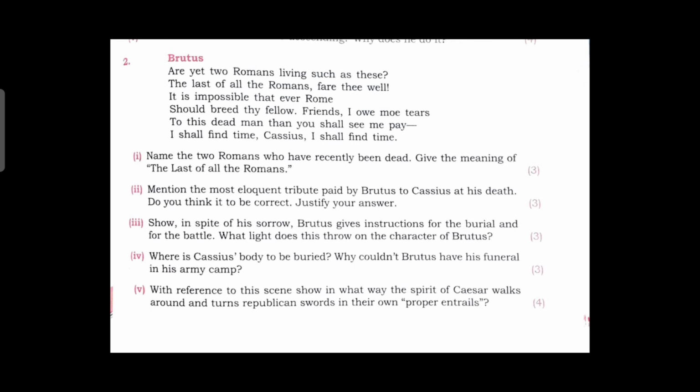With reference to this scene, show in what way the spirit of Caesar walks around and turns republican swords in their own proper entrails. Cassius has committed suicide. Titinius has killed himself. Brutus's death is impending. In this way, the spirit of the great Caesar serves as a catalyst. It symbolizes guilt. It symbolizes anxiety, lack of confidence, and this leads to the downfall of the conspirators.